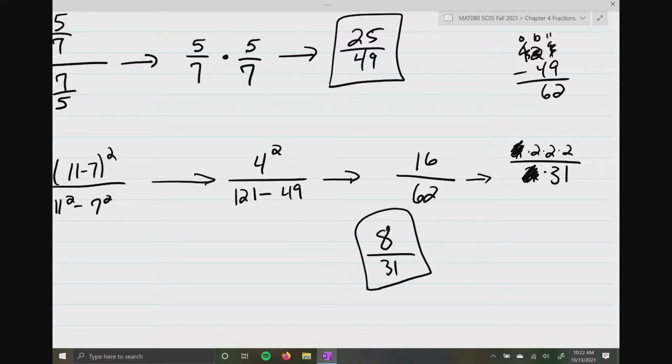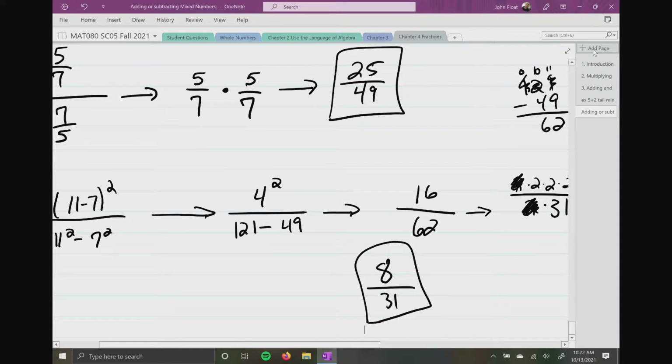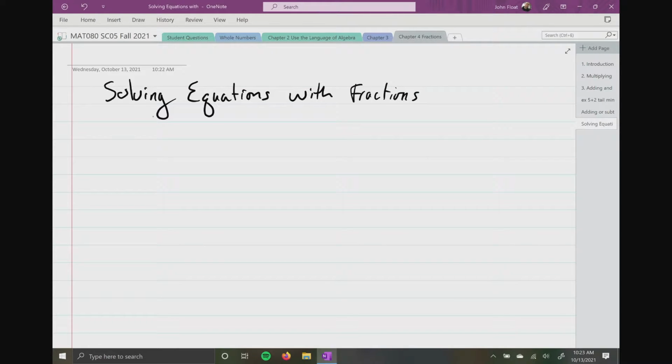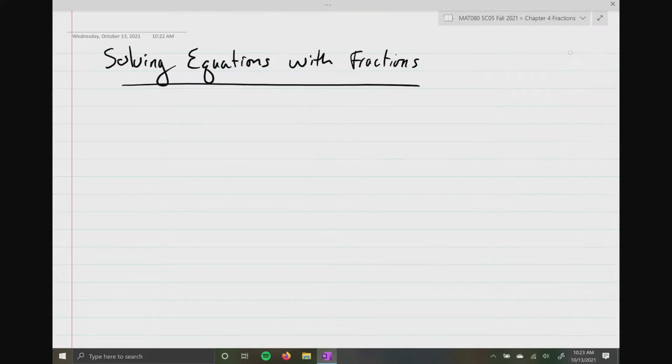So I'm pretty much done with this section. I want to talk about solving equations with fractions. All right? Which is the very last section here. So let's go ahead and do that. Solving equations with fractions. All right, and this is our last section here.